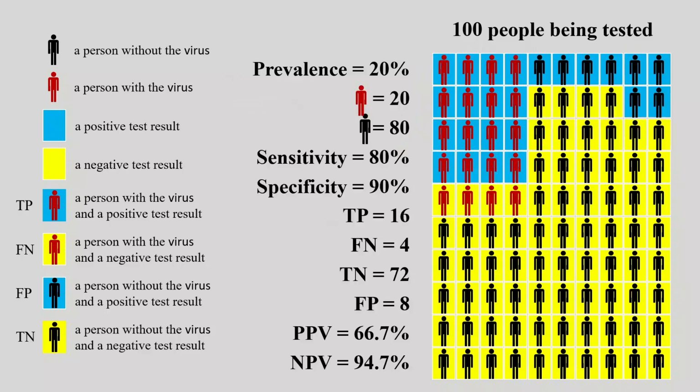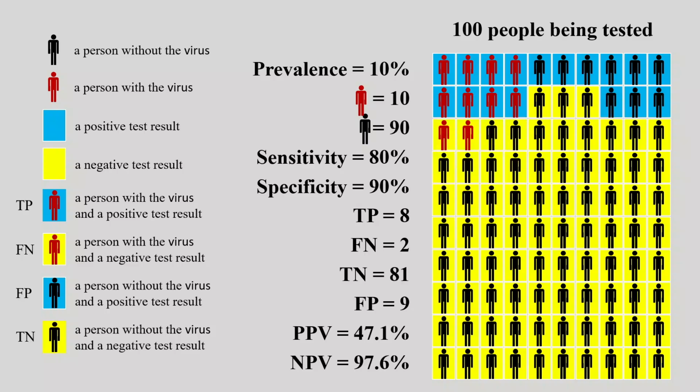Let's see what happens to the positive predictive and the negative predictive values if we keep the sensitivity and specificity of the test constant but change the prevalence. In this example, the prevalence is 20%, the sensitivity is 80%, and the specificity 90%. Here we get a positive predictive value of 66.7% and a negative predictive value of 94.7%. There is a 66% chance that a positive test result came from an infected person and a 94.7% chance that a negative test result came from a non-infected person.